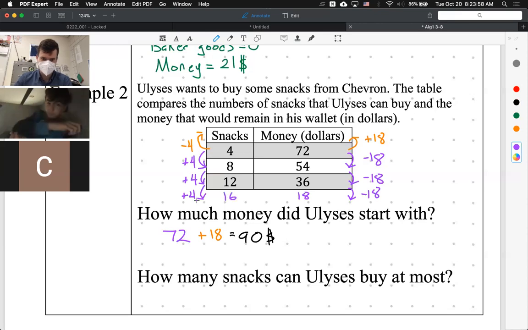18, 16. Yeah, it just kept going down on the table. So plus another 4. I ran out of room here. That's 20. Minus another 18. 18 minus 18 is 0. So no more money. And yeah, 20 snacks.